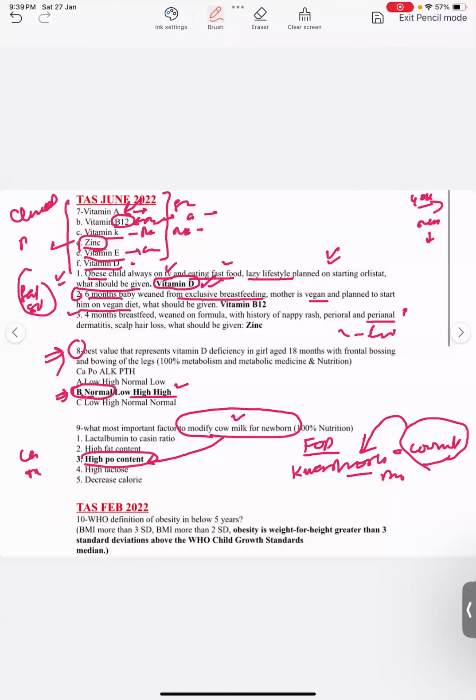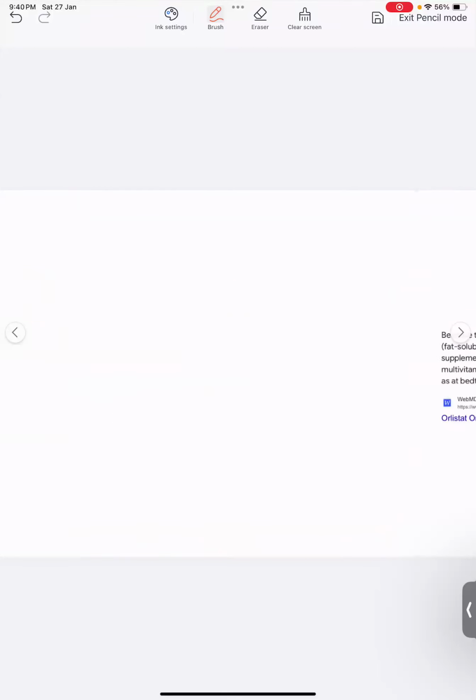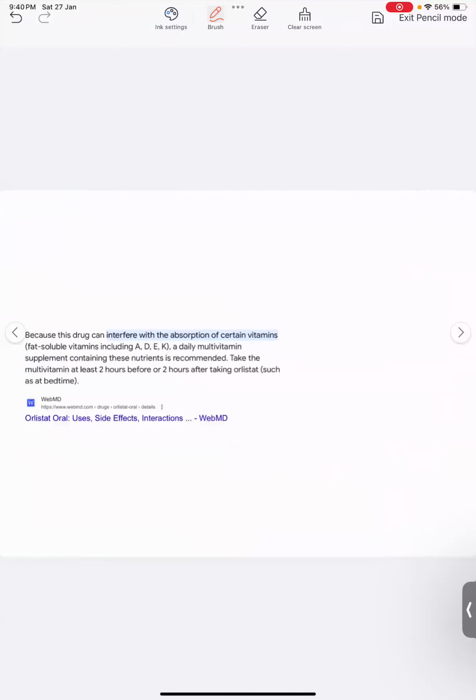Right. Next question again, WHO definition of obesity in below 5 years. Okay, now see here, you will memorize the definitions. This is the early state mechanism. The drug is interfering with the absorption of certain vitamins. These are the fat soluble vitamins.